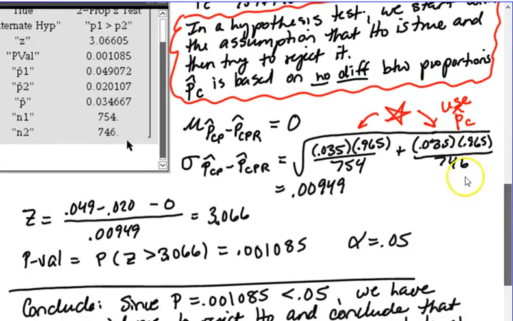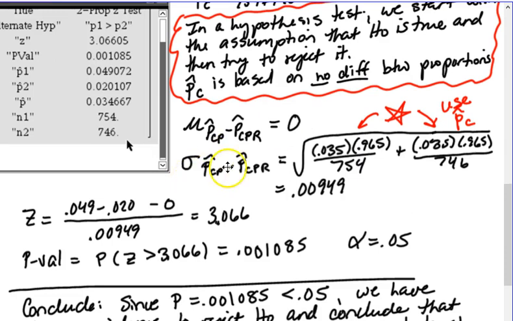So we have the mean then of our model. The mean of the difference in sample proportions is just 0. But if we use 0 for our sample p-hat, our sample difference in proportions, then we would have 0 for our standard deviation.